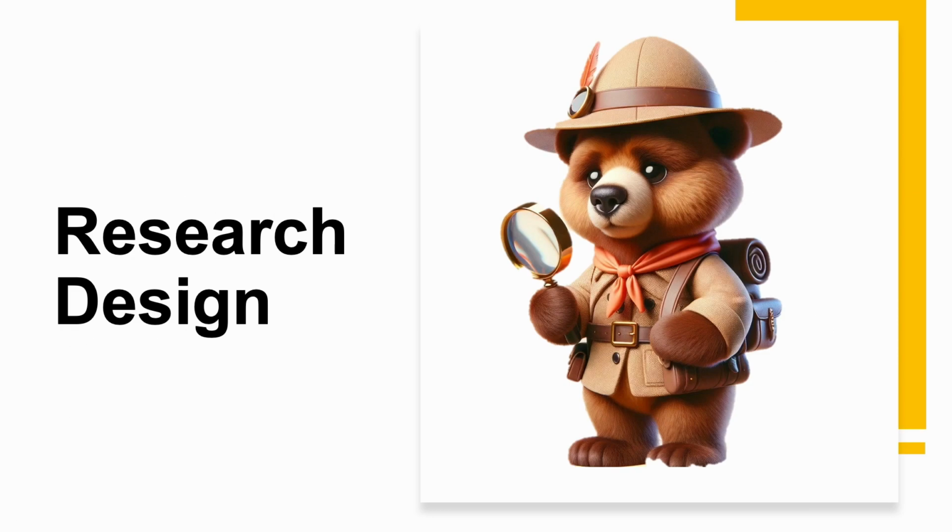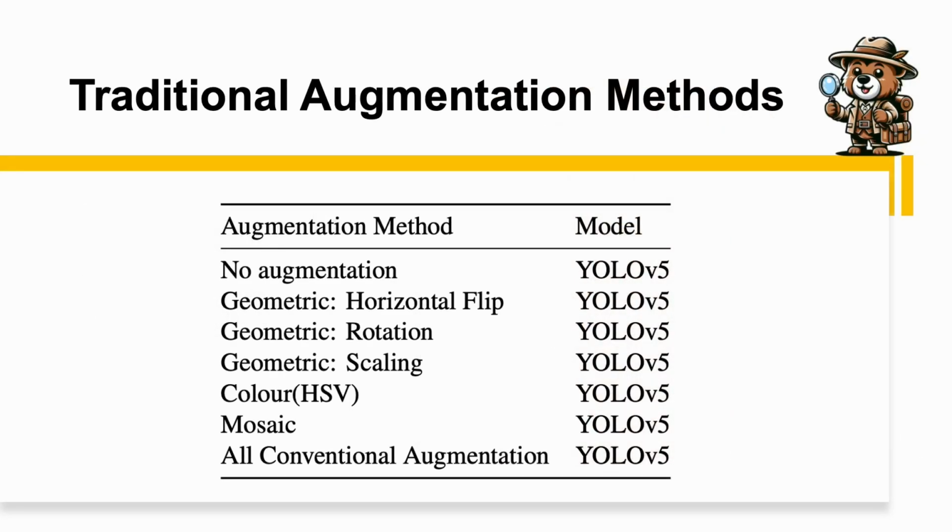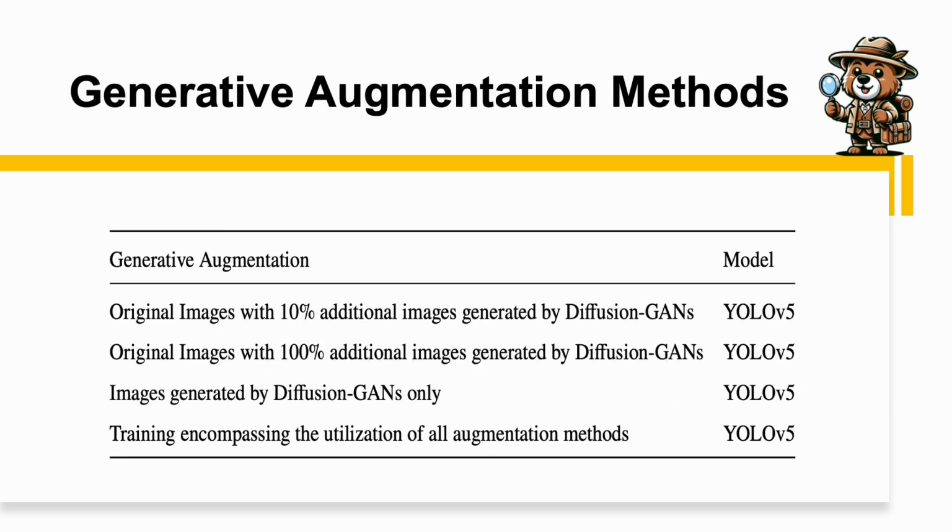Now let's talk about our research design. We will initially train models separately using each traditional augmentation method before combining them to train a unified model. We will train models using synthetic images from diffusion GANs and traditional augmentation methods. Training will involve 100 epochs with the YOLOv5s model. Using an unaugmented model as the benchmark, we will then assess the impact of synthetic images on the model effectiveness.